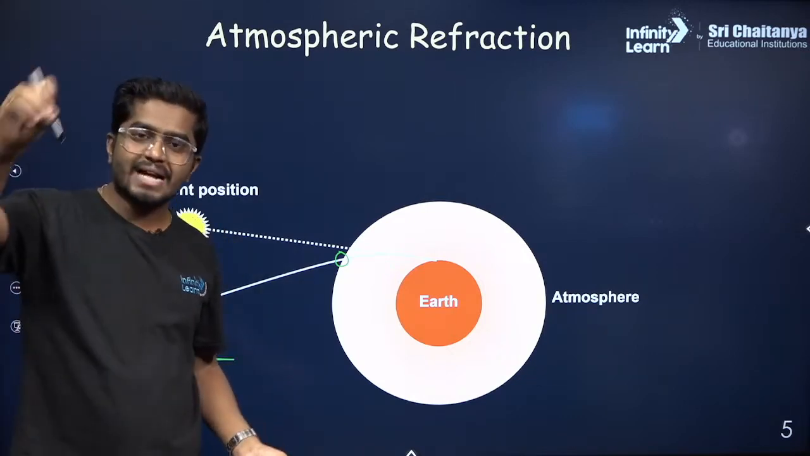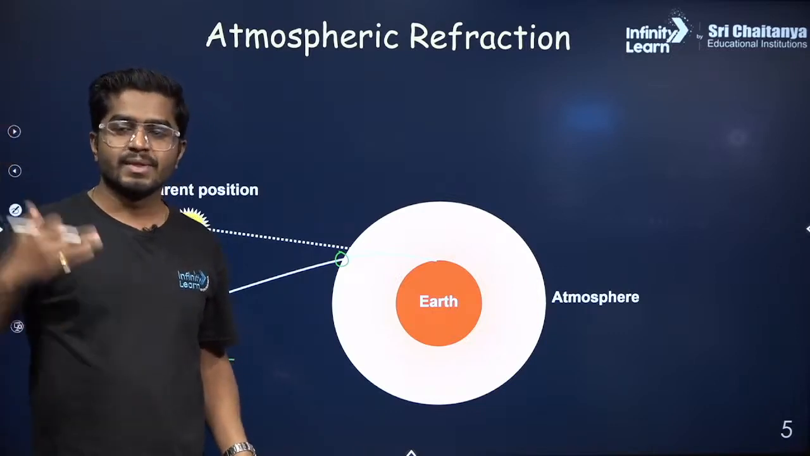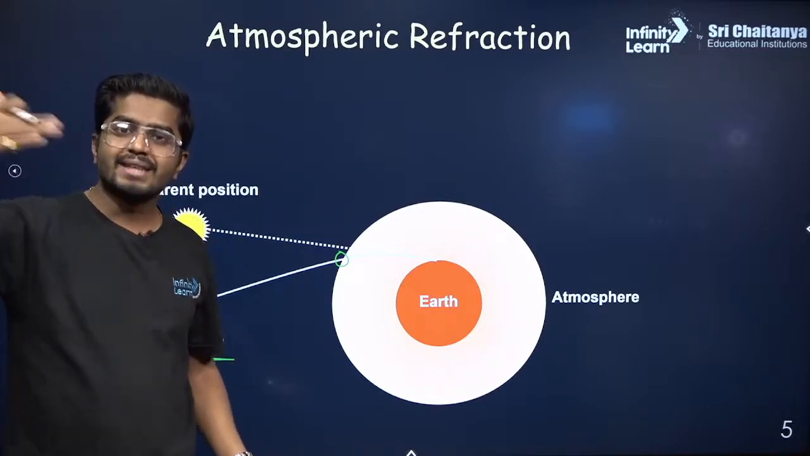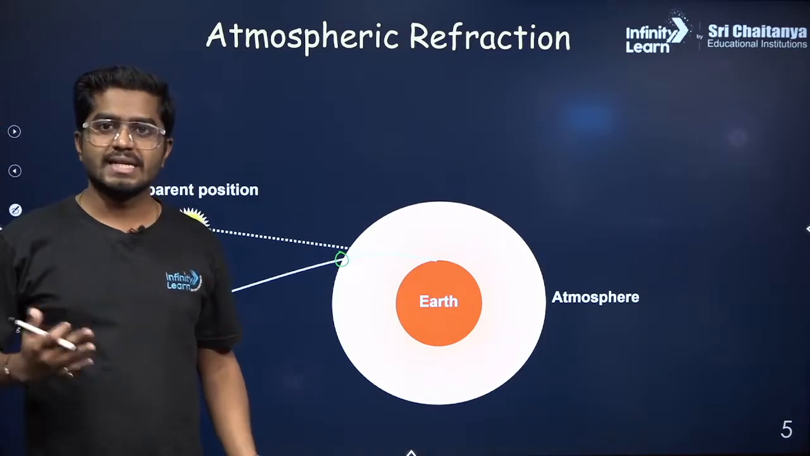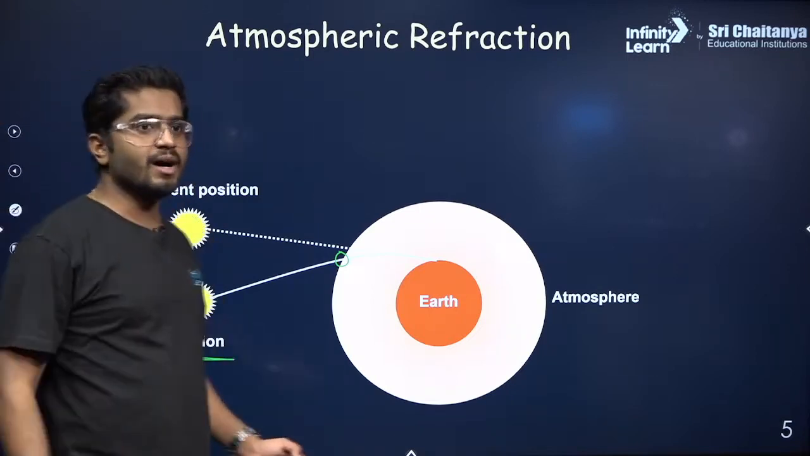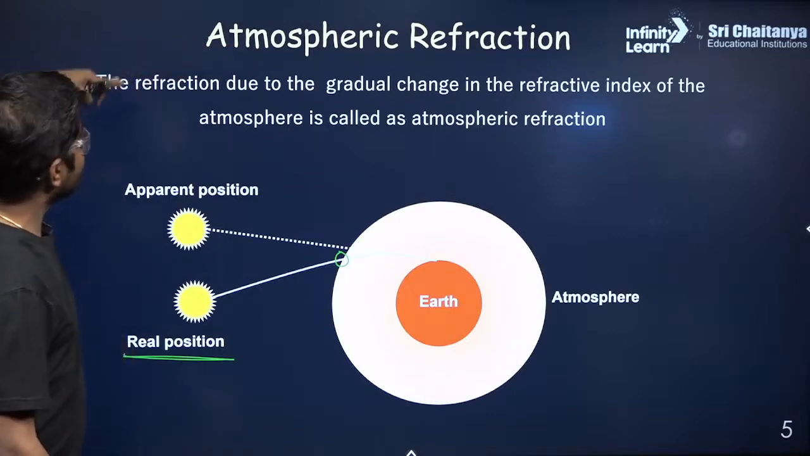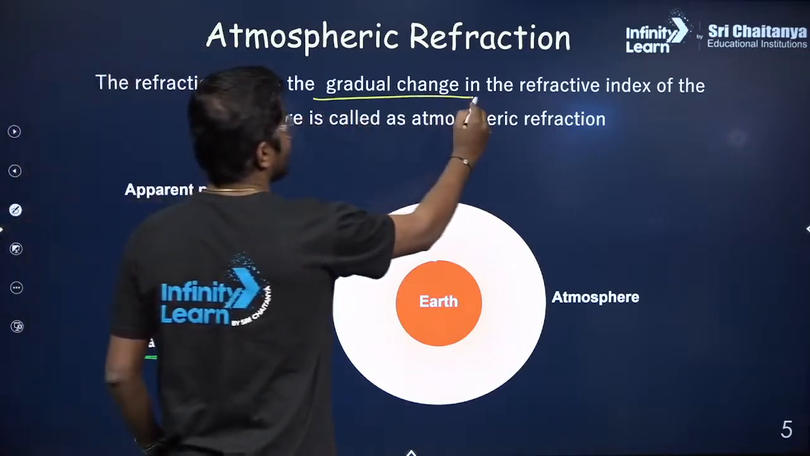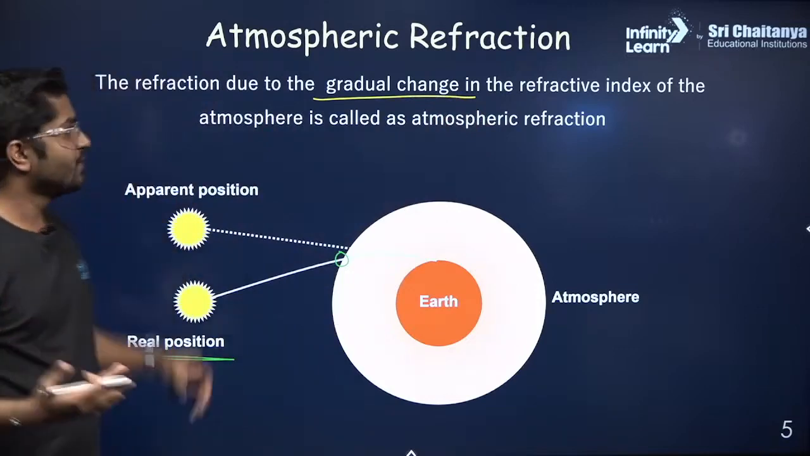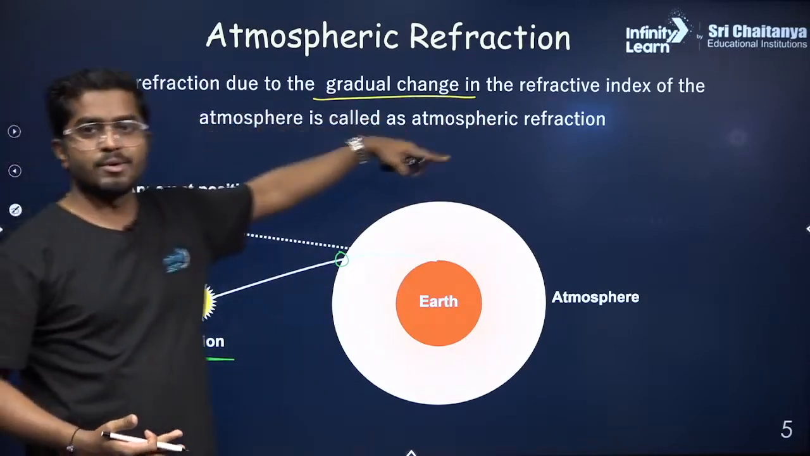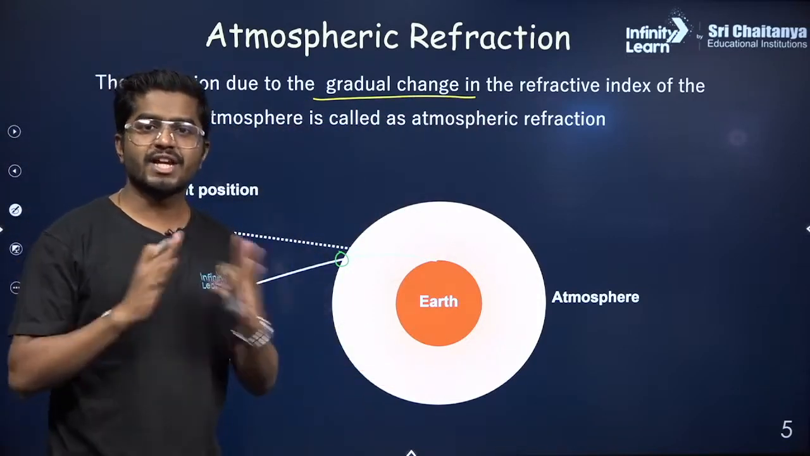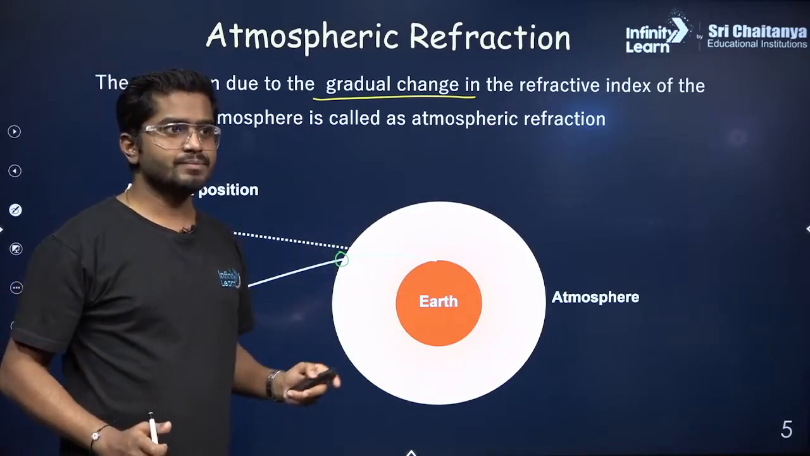That position or that point is called the horizon. The horizon is the farthest point that you can see, the farthest point on the surface of the earth. Correct? So now what is atmospheric refraction? It is due to the gradual change in the refractive index of the atmosphere. This is called atmospheric refraction. Clear? Very straightforward, very simple.